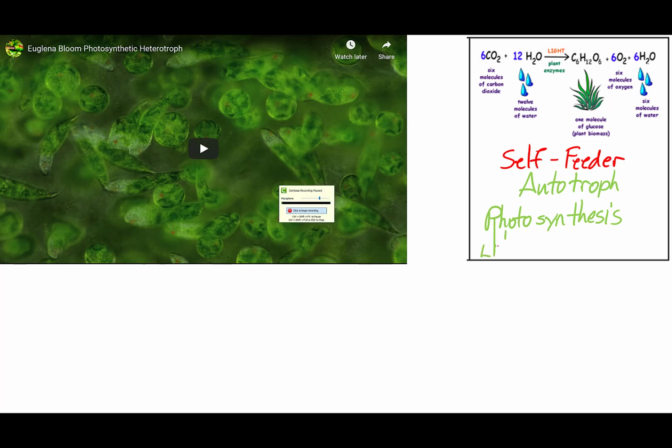So photo means light, or a photon of light. Syn means together. And then the action. So using light to put things together, and this is kind of the brilliance of life, I think, on this planet.